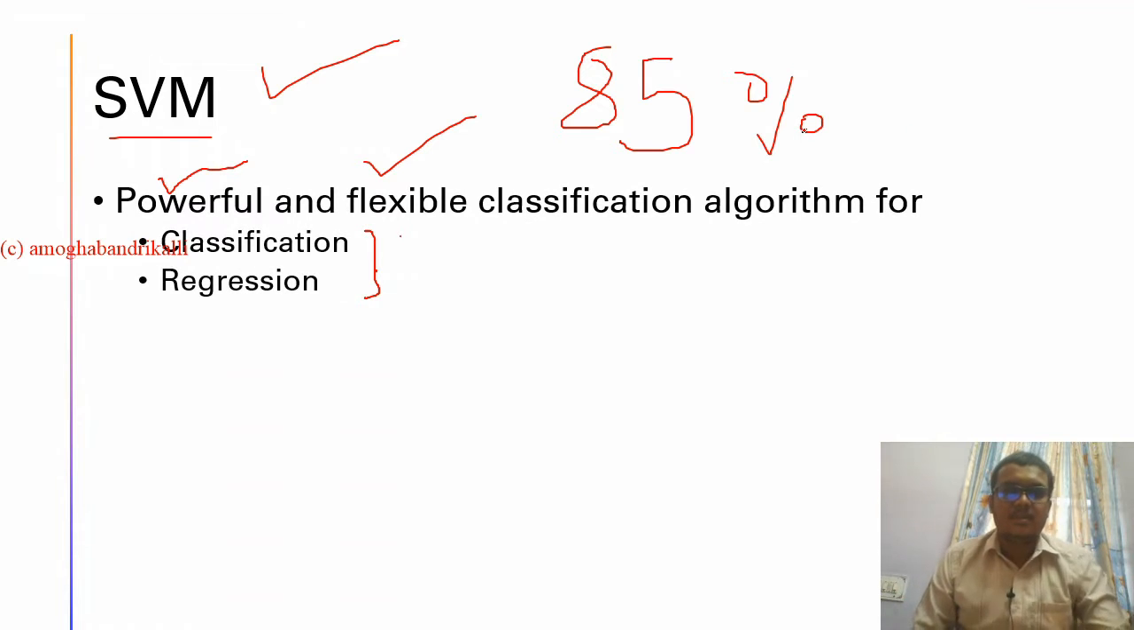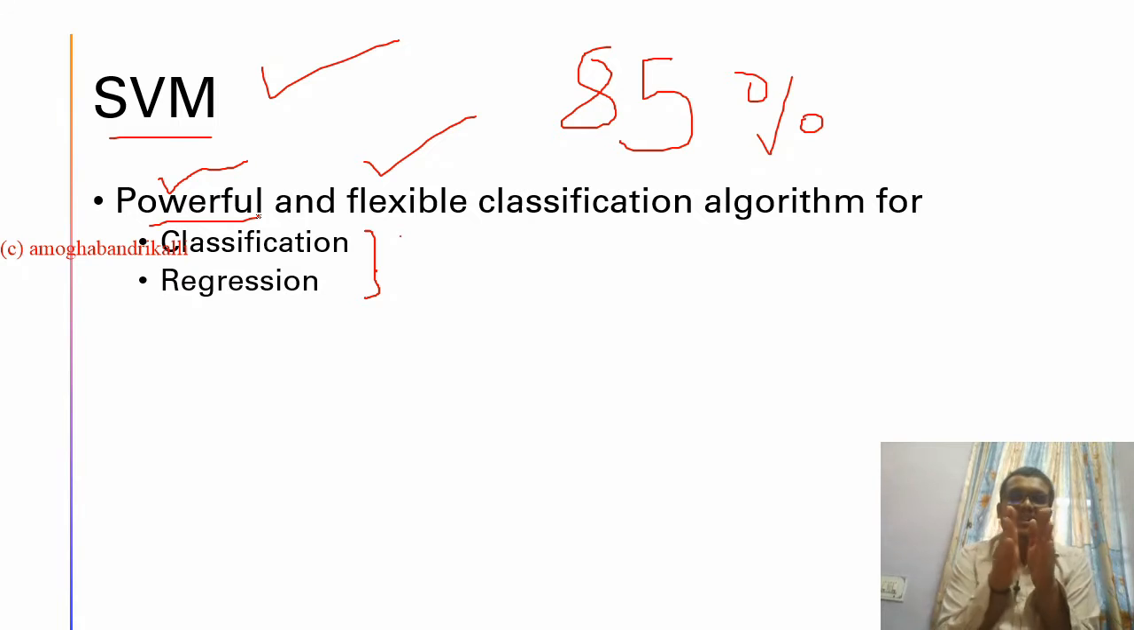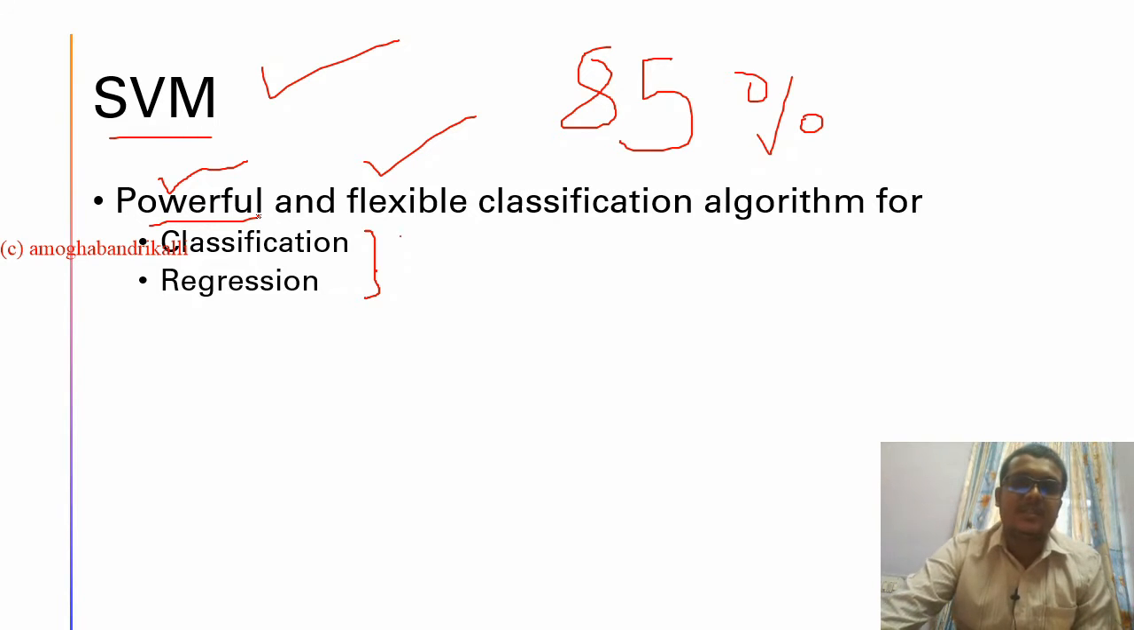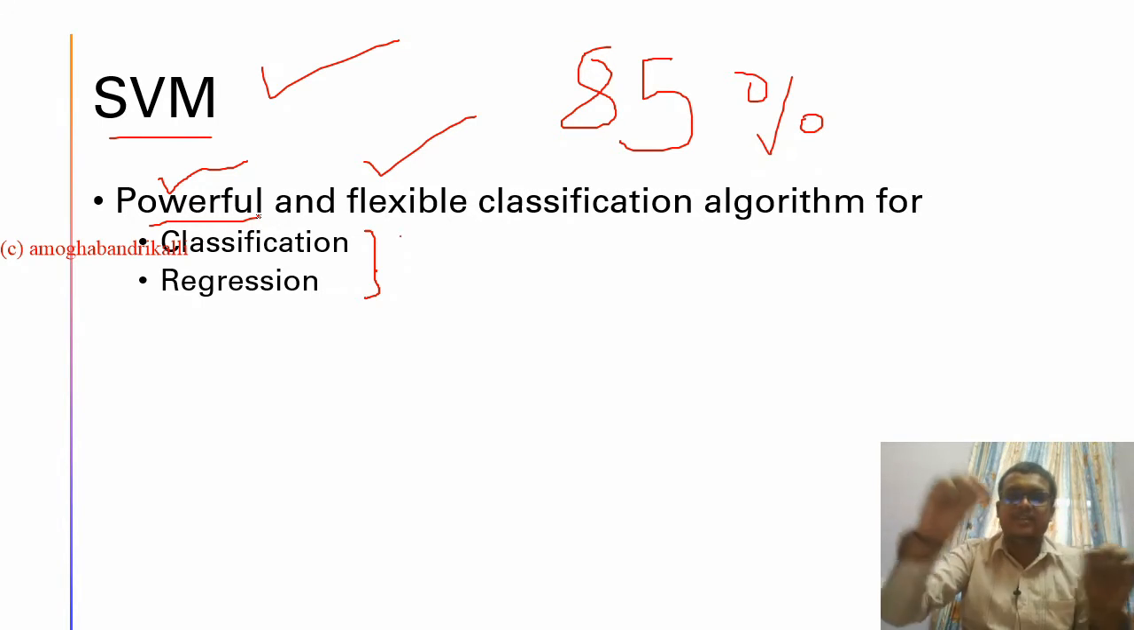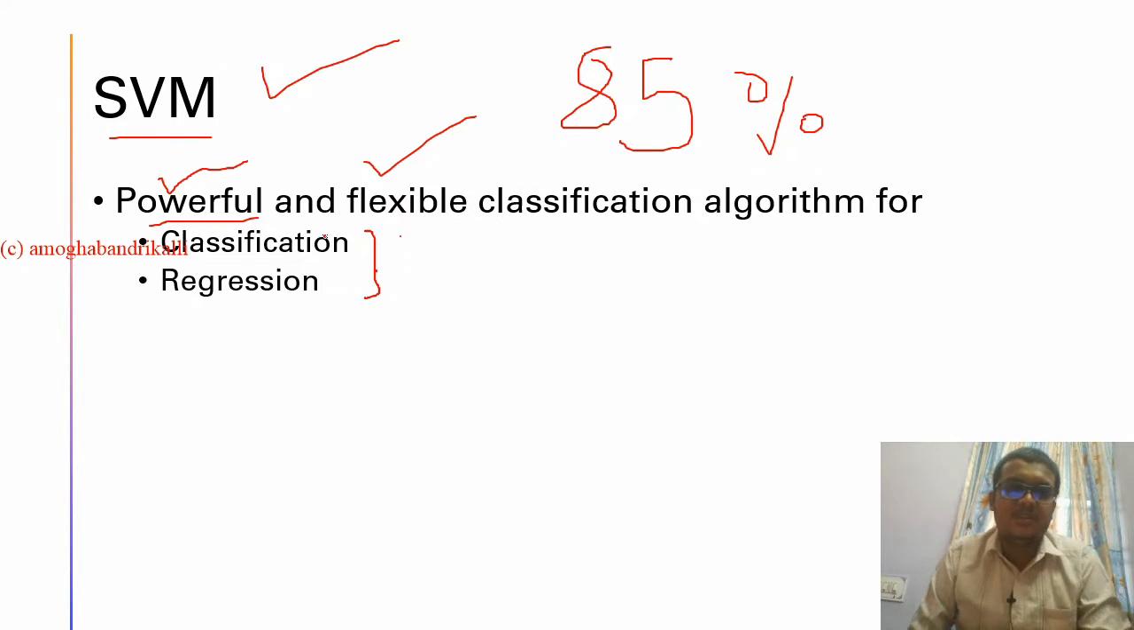Powerful actually means that it is able to differentiate the two classes with definite boundaries by using hyperplanes. In linear regression we are just drawing a line, whereas here we are going to draw hyperplanes. We will see what hyperplanes are and how they differ from straight line differentiation. One thing you need to understand here is that it is powerful: using a hyperplane you can differentiate the classes.